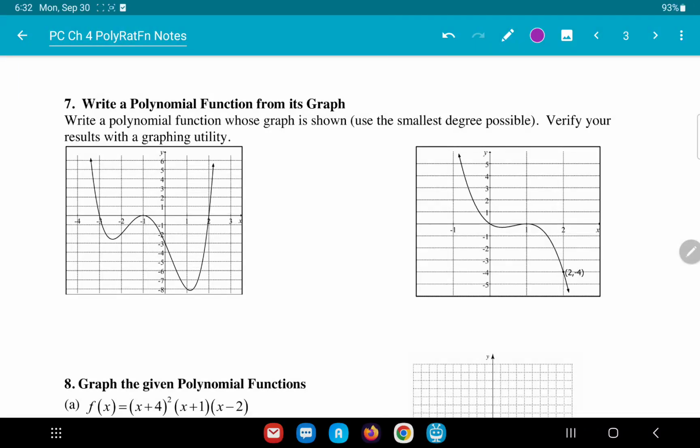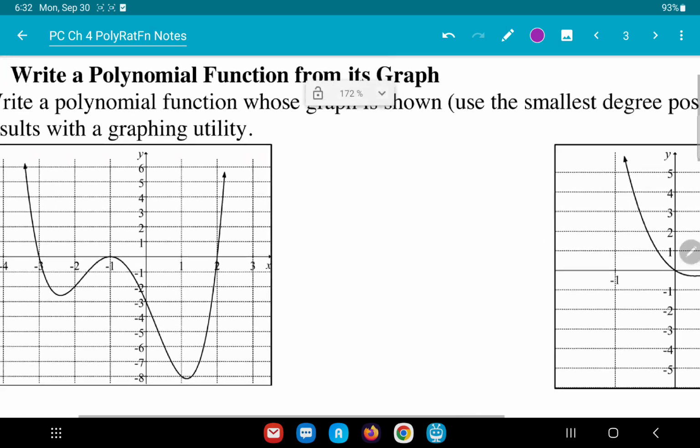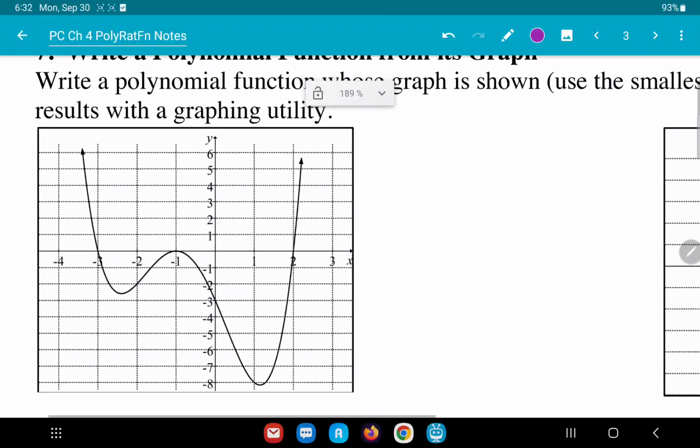Finish up 4.1 here. We're going to review all the remaining exercises. So let's take a look at number 7. What we're going to do is create the equation to this polynomial function. You can see the graphs are given below. And all you've got to really do is take a look at the important values that they give you.